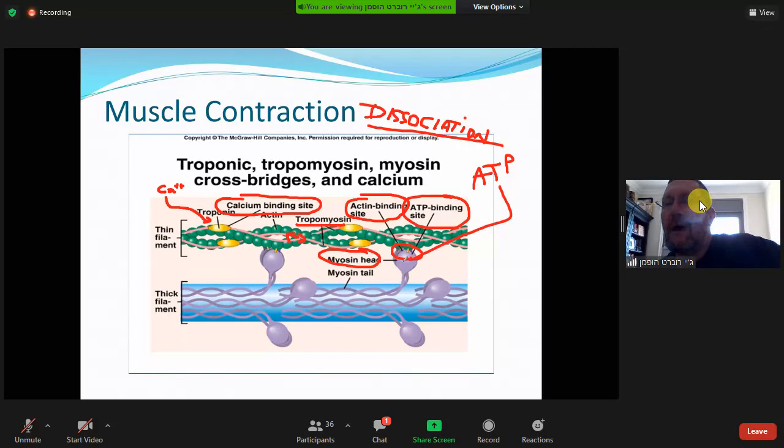ATP. And what happens at death? If the muscle is contracted, you have a situation known as rigor mortis. And the muscle gets locked into the position it was when the person passed away.